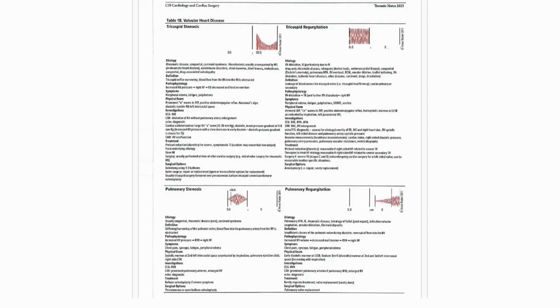Understanding these four right-sided valvular lesions is important because they frequently occur secondary to pulmonary hypertension, congenital heart disease, or left-sided valvular disease. And early recognition helps prevent progression to irreversible right ventricular dysfunction.